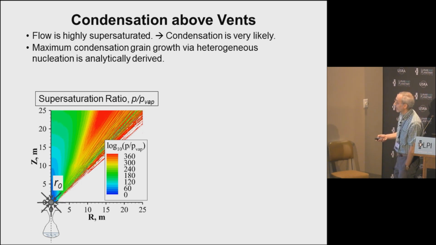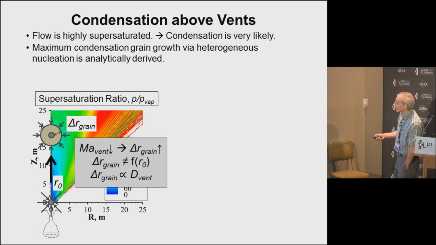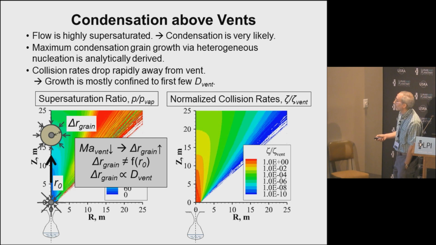We can model that condensation by starting with grains that grow due to collisions with the gas. As they move up, they grow a thin shell of thickness delta R. So we find that as the Mach number of the vent decreases, the grain radius delta R increases. That shell thickness doesn't depend on the initial grain size, but it is proportional to the size of the vent. However, the grains stop growing at a certain height because there's not enough gas to collide with them and make them grow. And so this is the normalized collision rate, normalized to the collision rate between gas and grains at the vent. And you can see it falls exponentially.